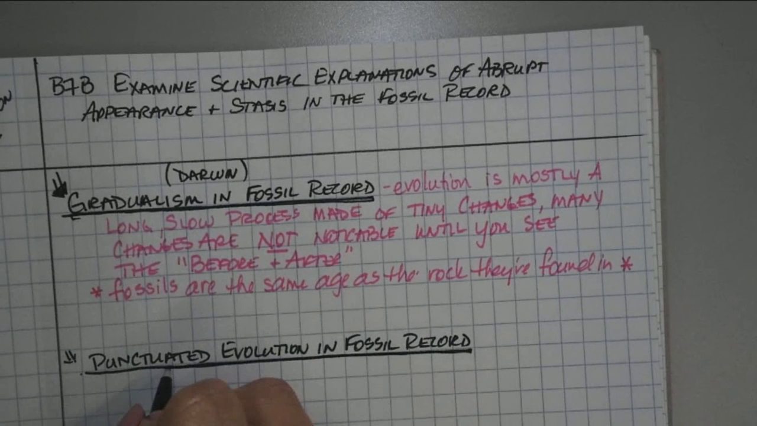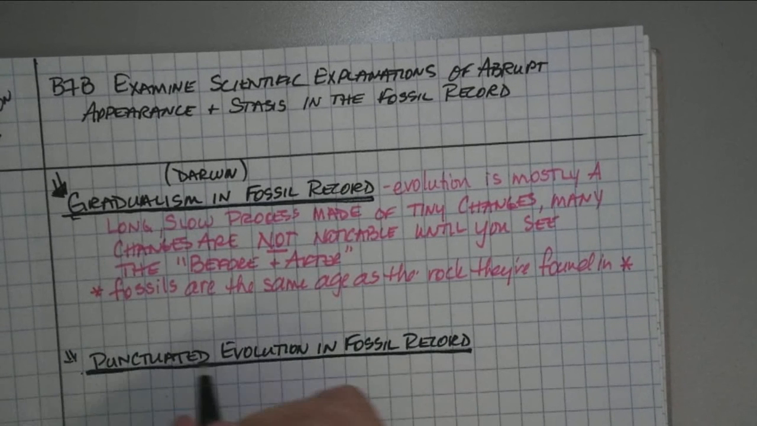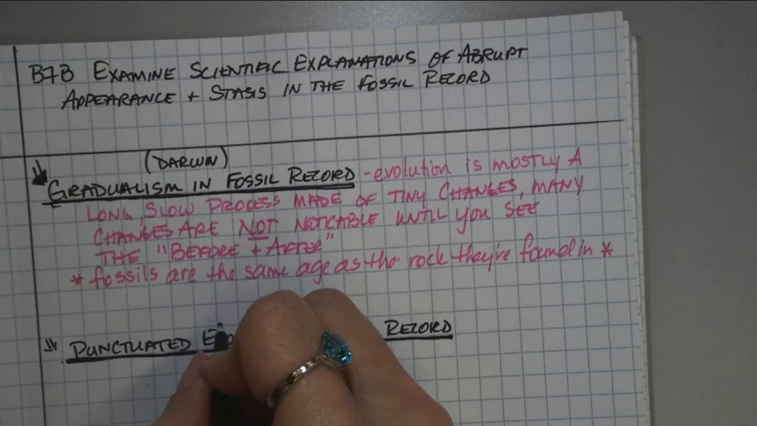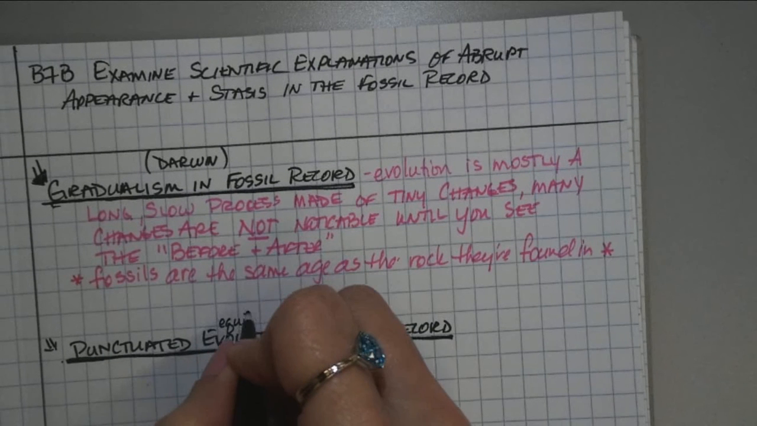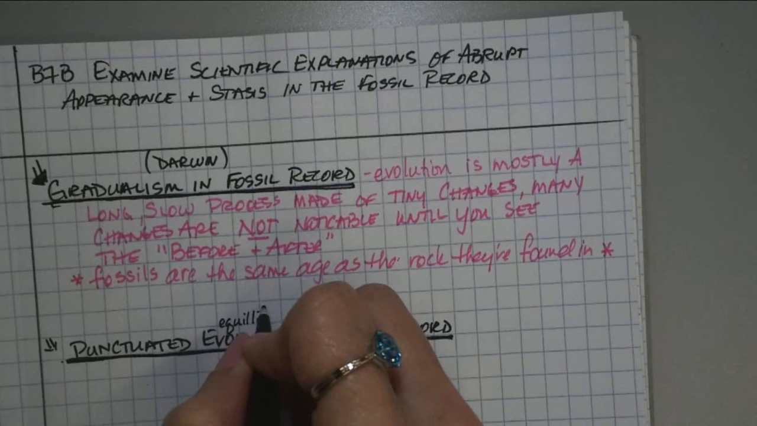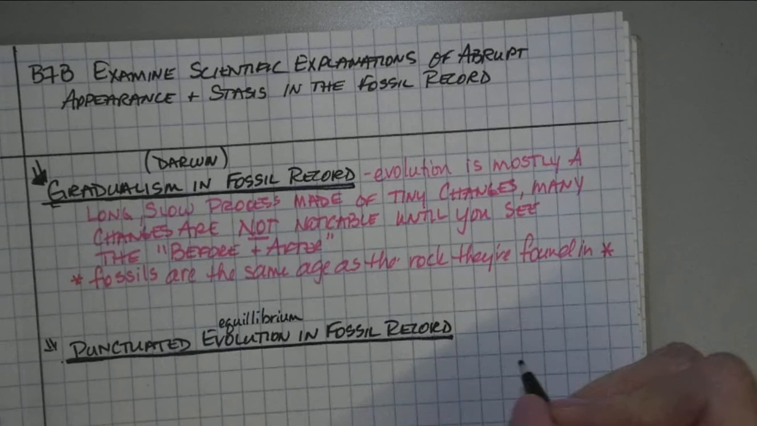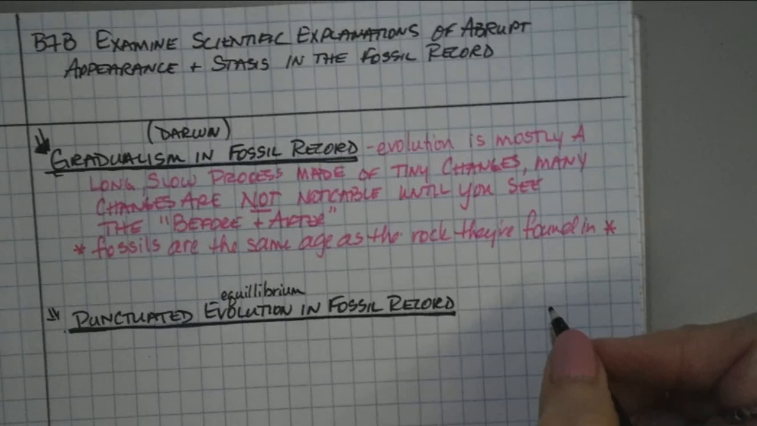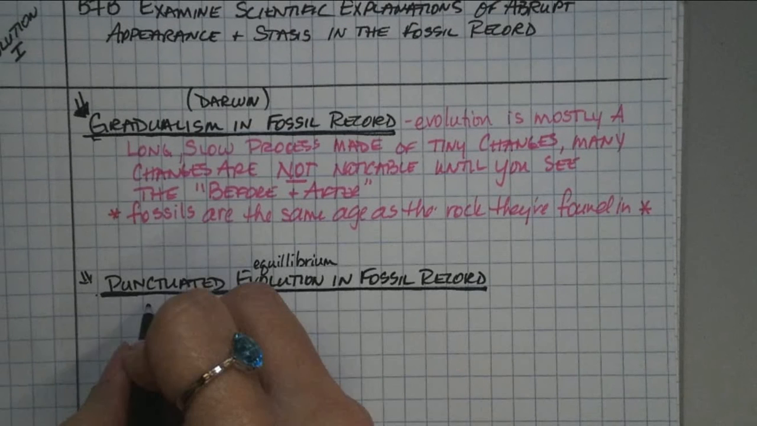And punctuated evolution, they also call it punctuated equilibrium, so sometimes you might see it like that. This is when you have long periods of no change in the fossil record. So you have layer after layer of the same kind of fossil.